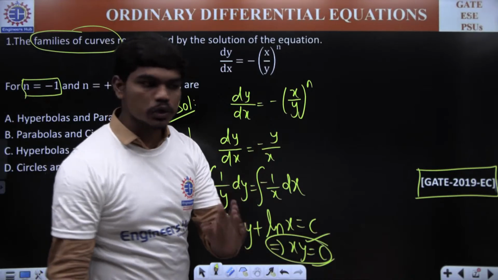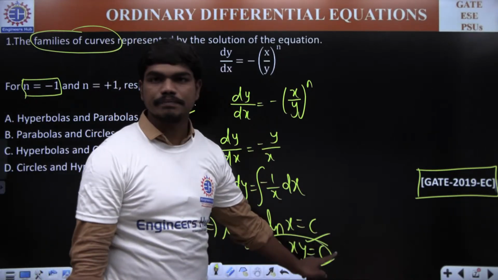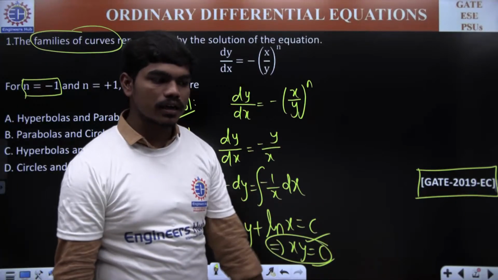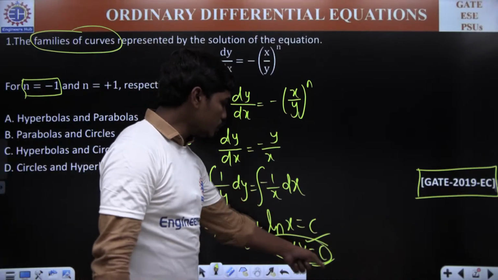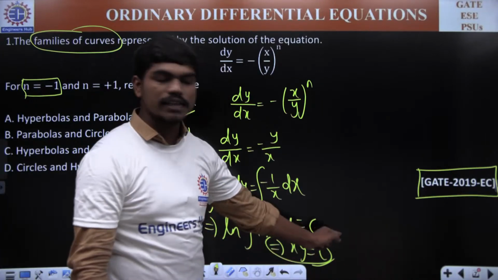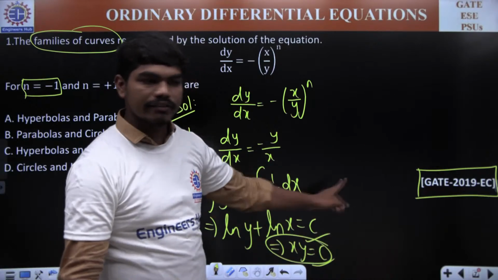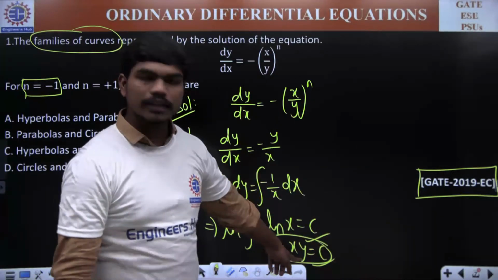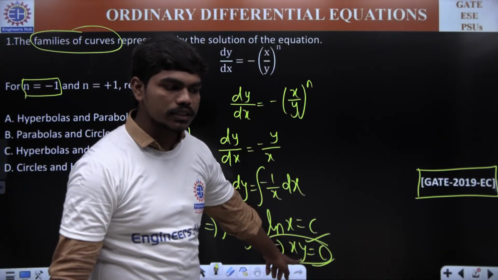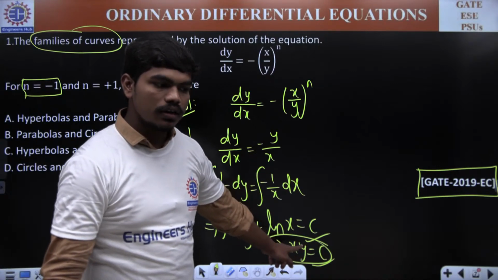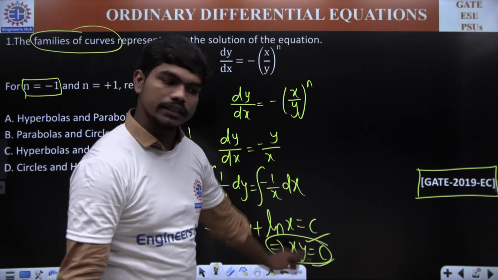In yesterday's class, I showed you how xy equal to a constant represents a set of hyperbolas. Did I tell you that in yesterday's class xy is equal to c represents a family of hyperbolas, and I gave the graphs also, correct? Yes or no? Did we talk about this in yesterday's class? All of you? Yes, we have talked.